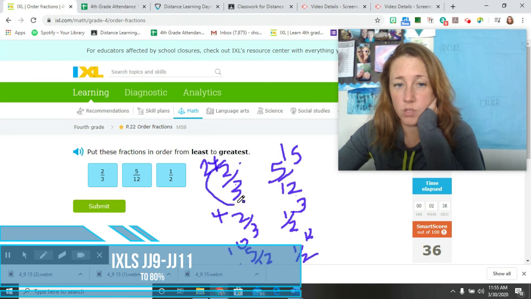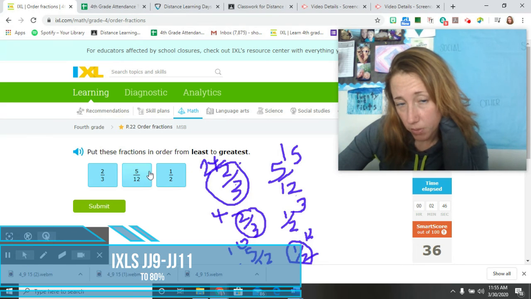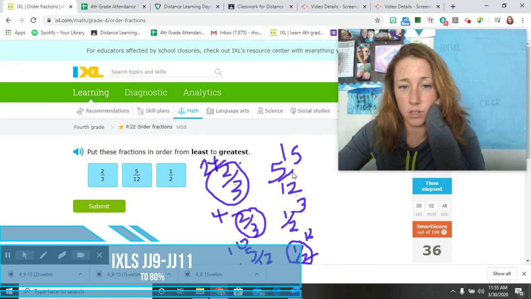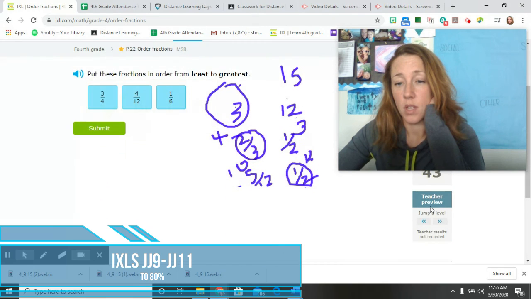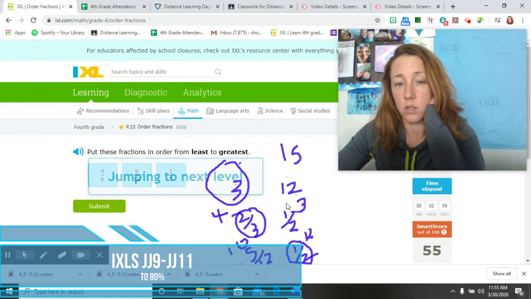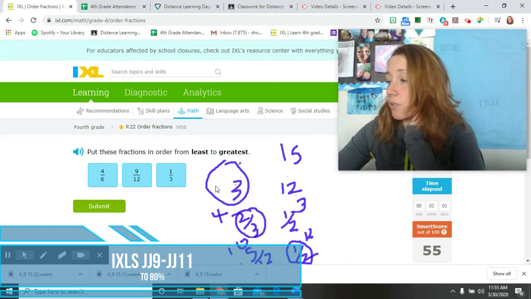So now I have 24 is bigger than 15. 4 is bigger than 3. And 12 is bigger than 10. So if I'm putting them in order now, from least to greatest, my no circles is 5/12. My 1 circle is 1/2. And 2 circles is 2/3. And that's pretty much what you'll be doing for the whole thing.